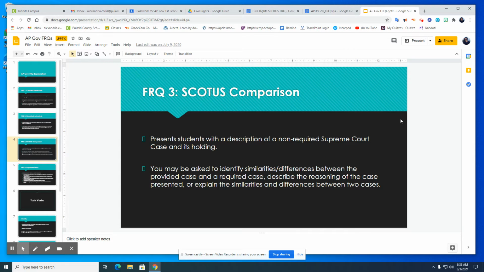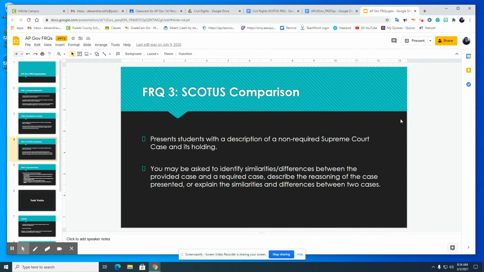A lot of those cases we discussed in the Civil Liberties Unit. We talked about Brown v. Board during the Civil Rights Unit. That's a required case. You can also go to my class website or on Google Classroom under class information and see which cases you're required to know.